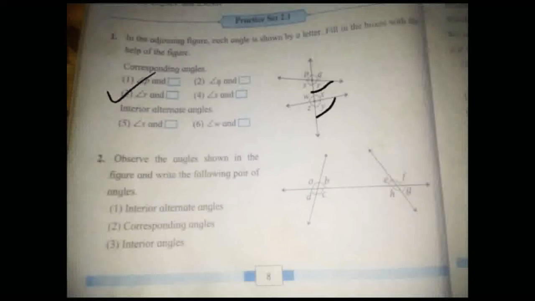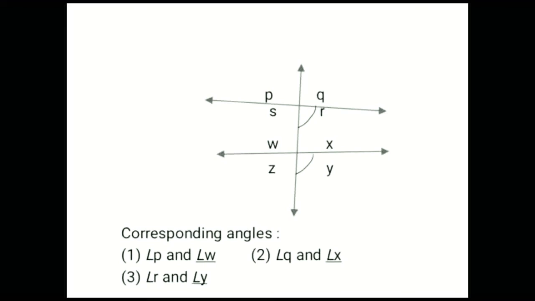On second line, you have to take downside, which angle is coming correspondent on other line with the same direction. If angle R is on the right side, you have to name the other angle on the right side. So angle R and angle Y. Third one answer is angle R and angle Y.